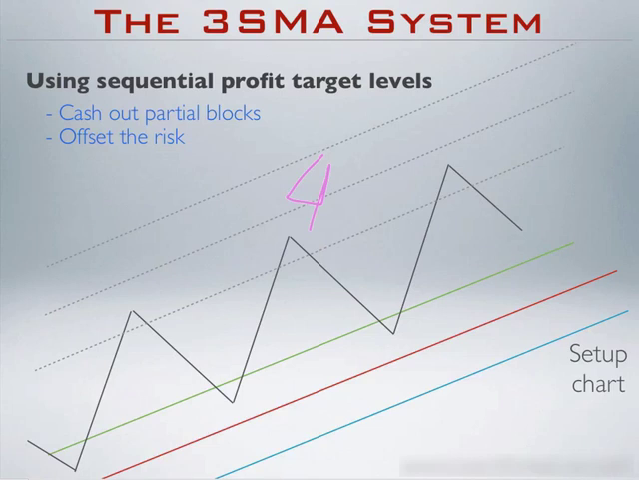The idea is that you are not going to exit all those 4 lots at once, but instead you are going to be exiting, let's say, 1 lot at a time at different levels. And the reason why I like to do that is to offset the risk.